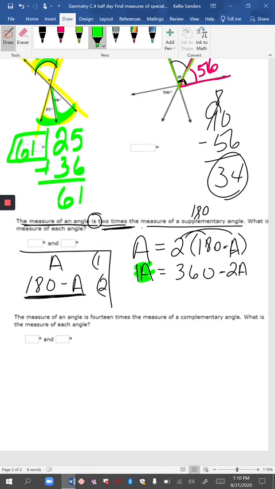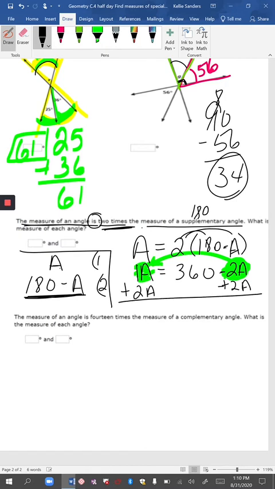This has an A, and this has an A. So I'm going to bring this over here. How am I going to do that? I'm going to add it, and get 3A equals 360. We're going to divide by 3. So our original angle is 120 because 360 divided by 3 is 120.